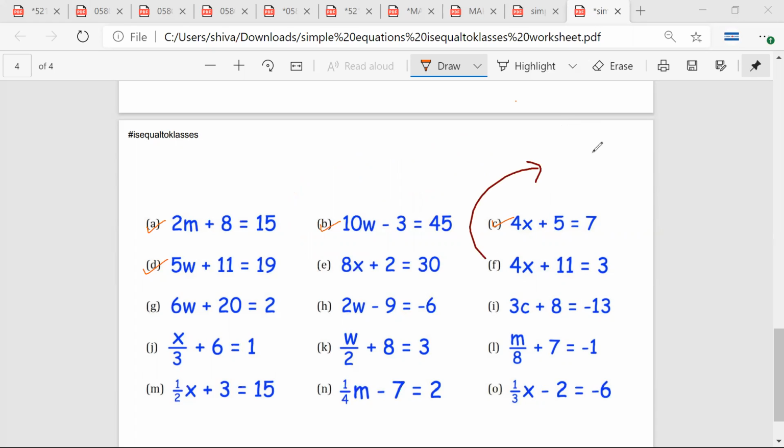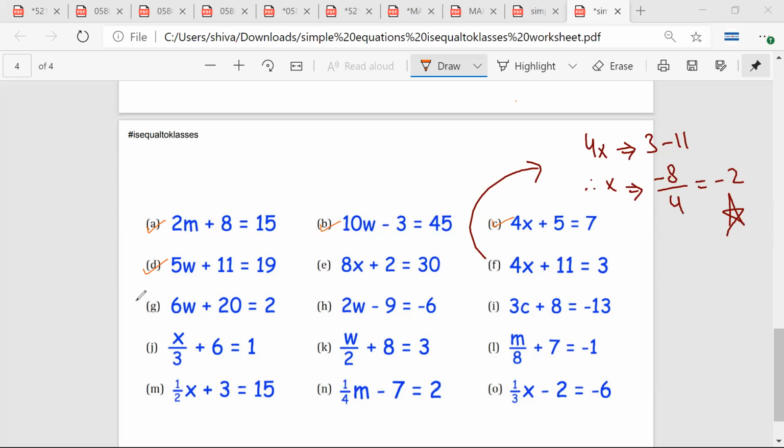Yes, Mr. Satya. 4x equals 3 minus 11. Therefore, x is equal to minus 8 upon 4, which is equal to minus 2. Shabash, very nice. Mr. Sarthak, any confusion?